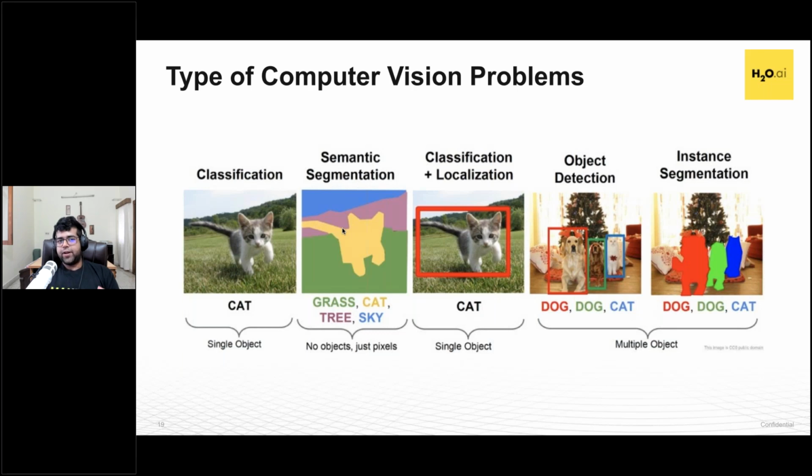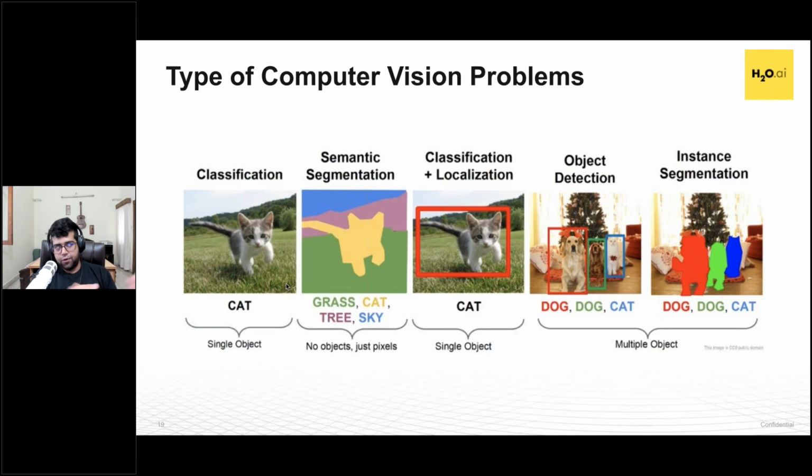So, different computer vision problems based on how we look at them. This is an overview of these. You have classification, semantic segmentation, classification plus localization, and object detection plus instance segmentation. So if you look at the left image, you're just trying to classify if your image has a cat or not. In semantic segmentation, you just care about the pixels.